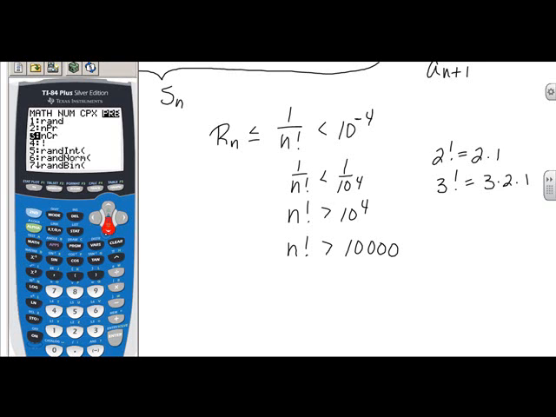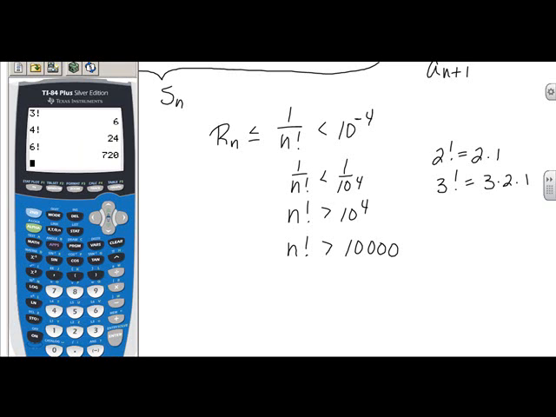So we just want to take a look at the value of some factorials. Math. 4 factorial, pretty small, so let me jump to 6 factorial. What I've got to do is find a value of n that's going to make n factorial actually greater than 10,000. 6 factorial is 720. That's not big enough, but they're going to start getting bigger fast.